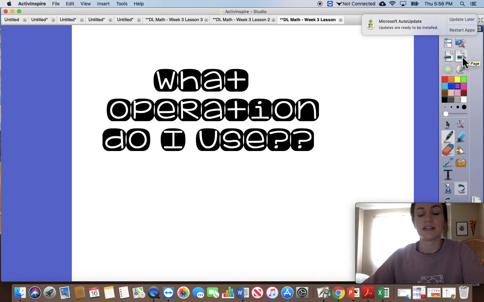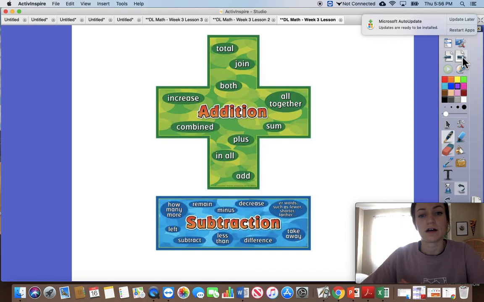Okay, so we need to ask ourselves, what operation do I use? For this first lesson, we're just looking at addition problems and subtraction problems. So we'll be focusing on how do I know when I need to add and how do I know when I need to subtract. If you look at these key words, those can help you know if you need to add. So words like total or altogether or plus or add or combine, that's when we're adding two groups together.